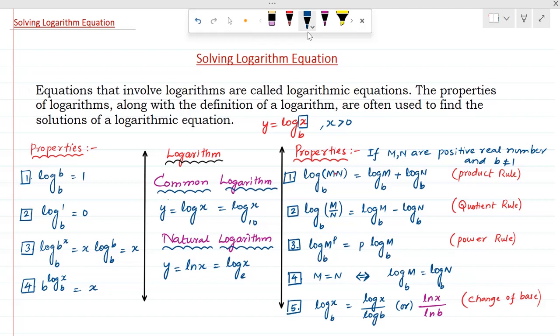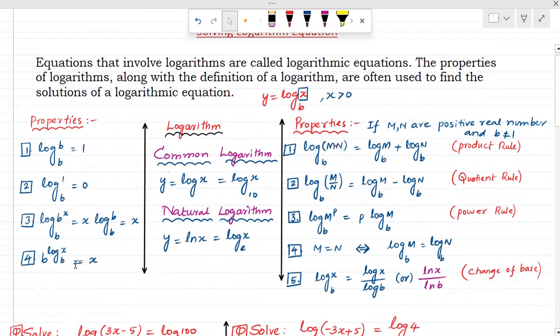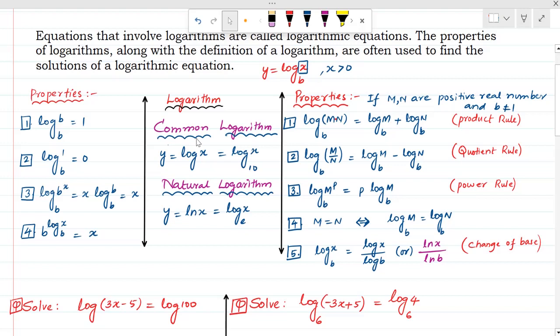Some of the properties we have already discussed in our last videos. These are the properties: log b base b equals 1, log 1 equals 0, and log of b power x base b, which is a power property. You will have two types of logarithmic functions: common log and natural log. If it is base 10, it is log. If it is base e, it is ln. These are the properties we discussed in our last video.